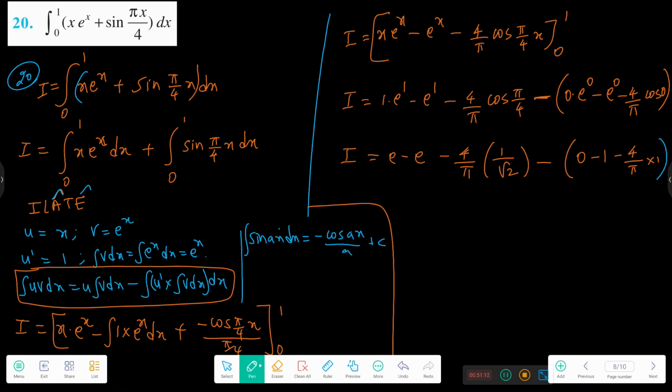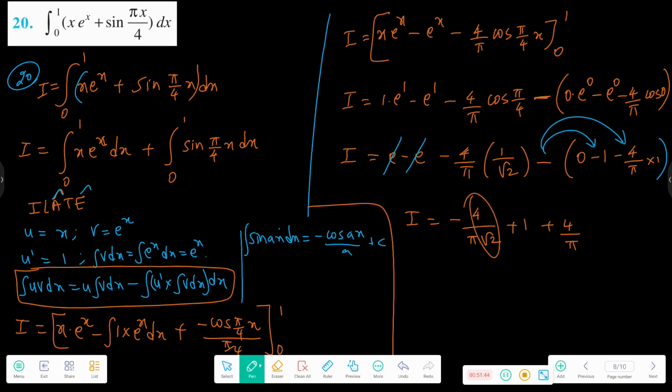Now simplify. So this is plus, e minus e cancel. Then I is equal to minus 4 divided by pi root 2, minus into minus plus 1. I mean this minus, if you multiply inside, minus into minus plus 1. I'm multiplying inside. Don't forget, be careful. Minus and minus plus 1 and plus 4 divided by pi. If you want, you can simplify or else you can stop.